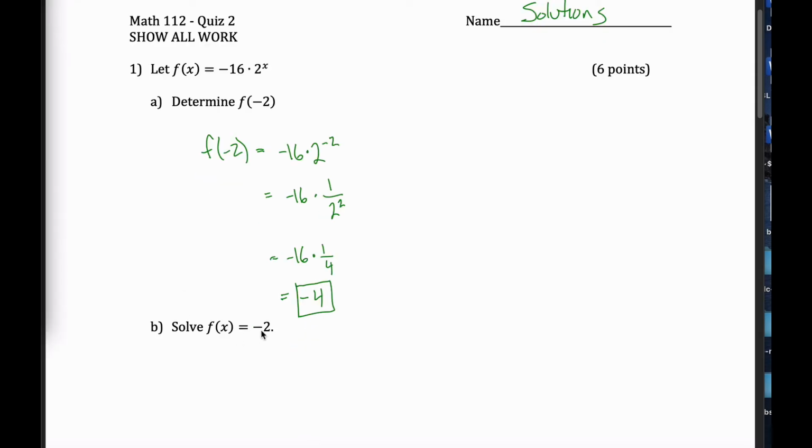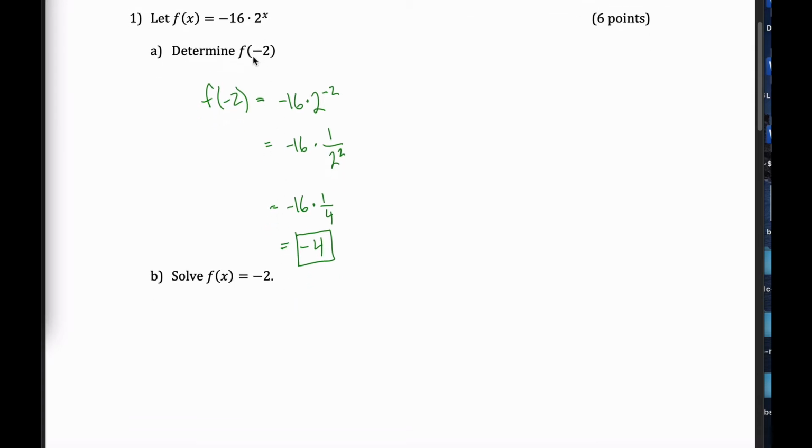Next, we're asked to solve f of x equals negative 2. It looks really similar to what we're asked to do up here, except now it's not the input that is told to us to be negative 2. It's the output that's negative 2. So instead of changing all the inputs, the x's, into negative 2's, I'll take the output, which is negative 16 times 2 to the x power, and set that equal to negative 2.